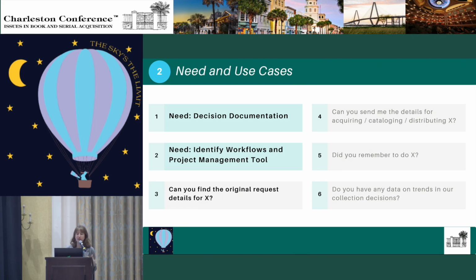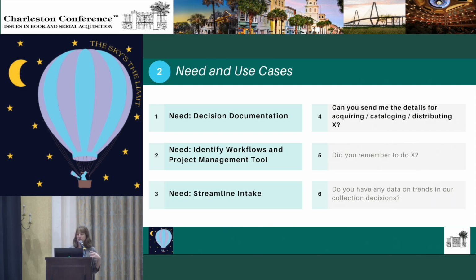I was wondering, can you find the original request details for a given purchase request? So we were getting single purchase requests in from the ILL inbox, from the circulation inbox, from the reference librarian stopping by at the desk, from someone coming by to my office. How things happen in libraries is it's all sort of intersecting. But we really needed a funnel point.